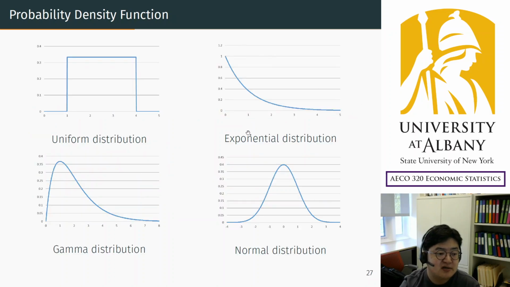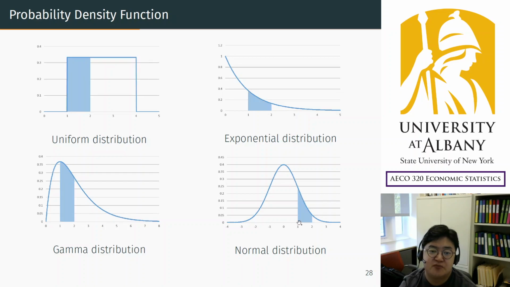And these are some example PDFs. Uniform distribution is uniform, flat. And exponential distribution has a nicely smooth decreasing probability. And gamma distribution looks like this, also a smooth curve. And the normal distribution looks like this. This is the main topic we are going to study in this chapter.